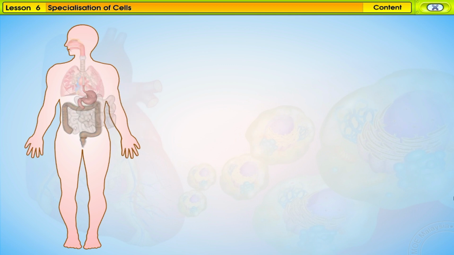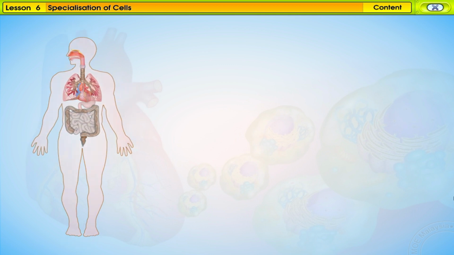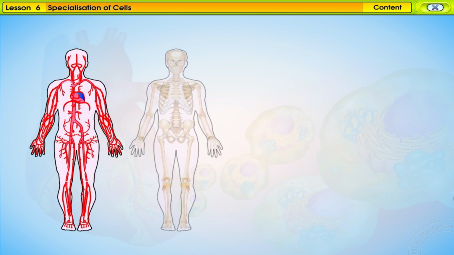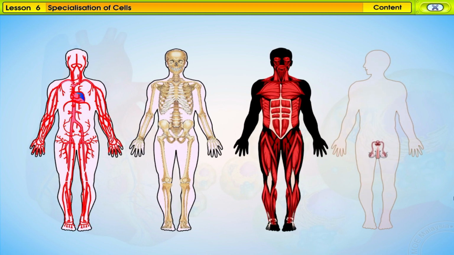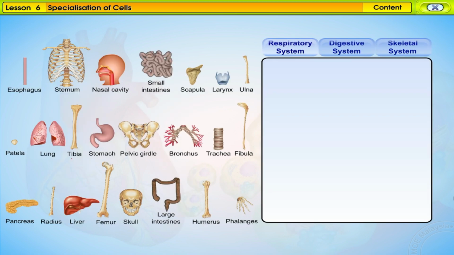Our body is made up of many systems, such as circulatory system, skeletal system, muscular system, and reproductive system, just to name a few. Can you name some of the organs that make up these systems? Select the corresponding organs to complete the respiratory system, digestive system, and the skeletal system.